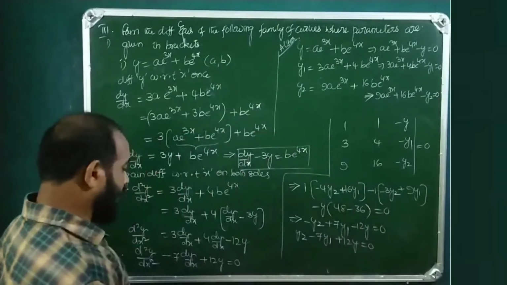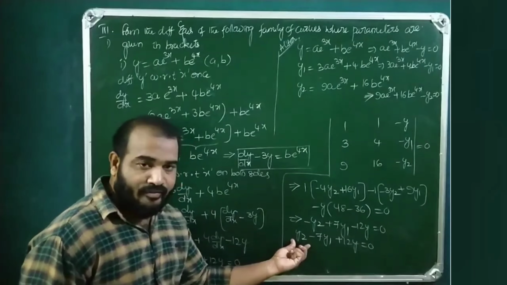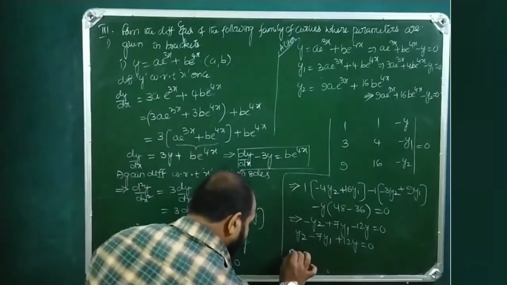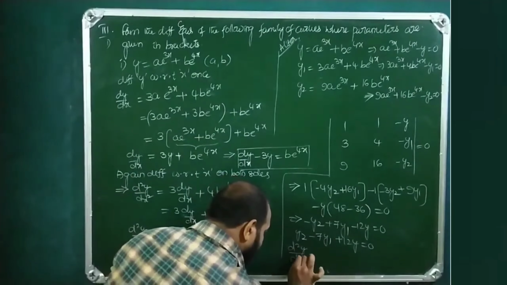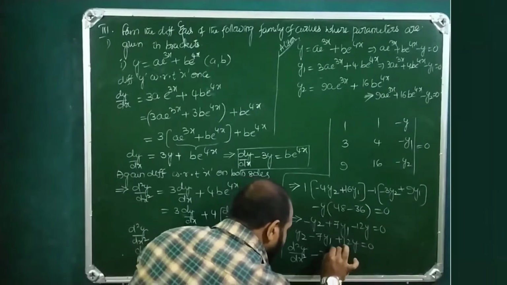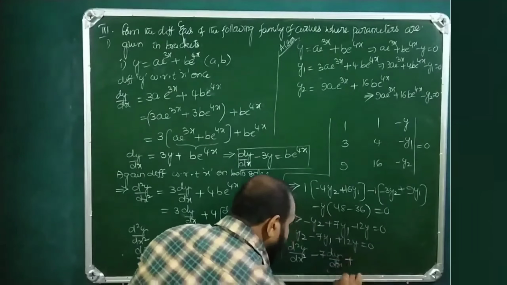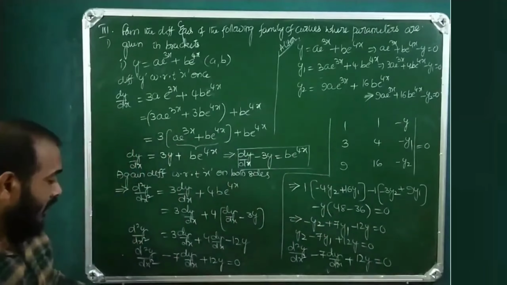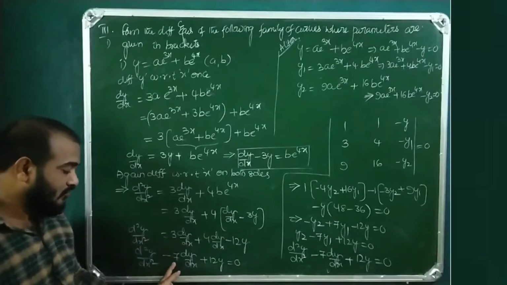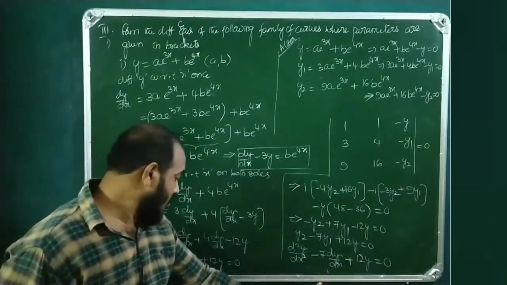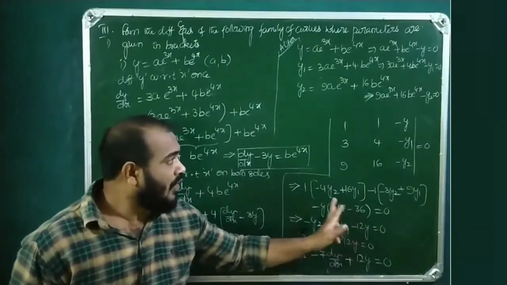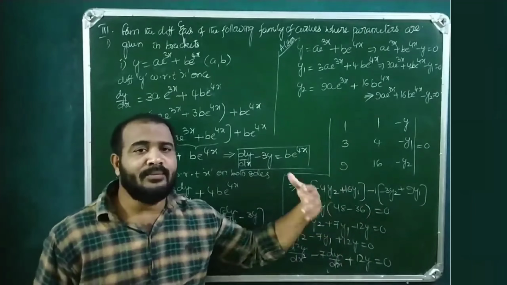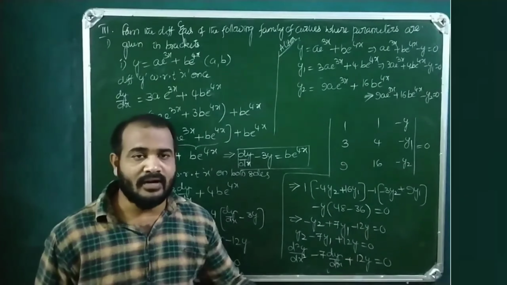If you write back y2 as d²y/dx² and y1 as dy/dx, then we get d²y/dx² minus 7 dy/dx plus 12y equals 0. This can be compared with the earlier result, d²y/dx² minus 7 dy/dx plus 12y equals 0. So one of the two methods you can adopt to eliminate the arbitrary parameters.